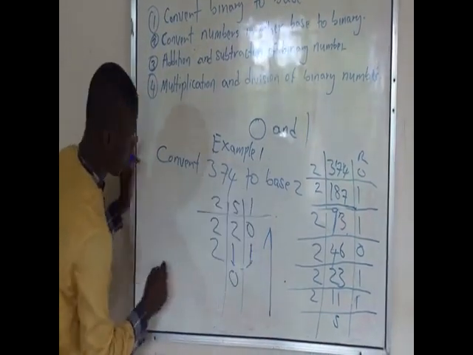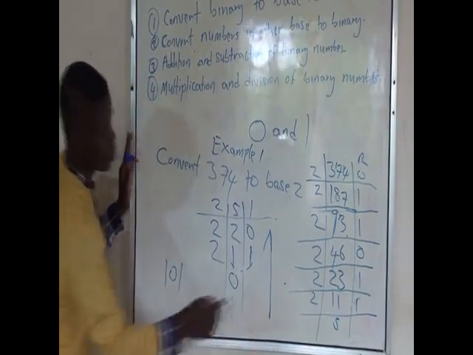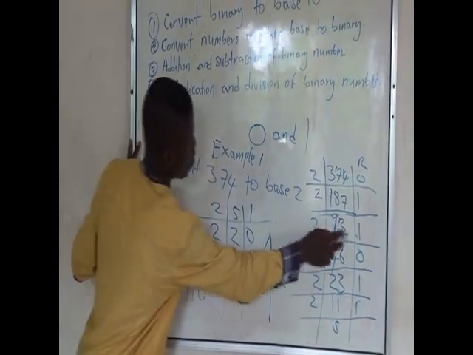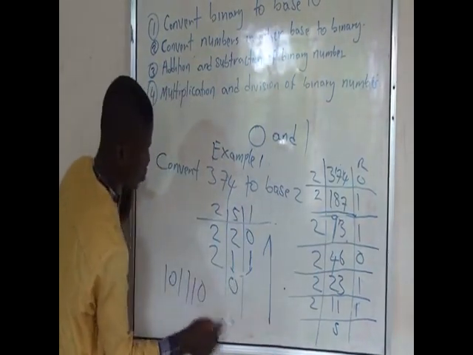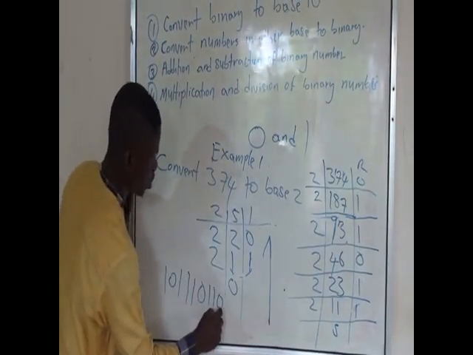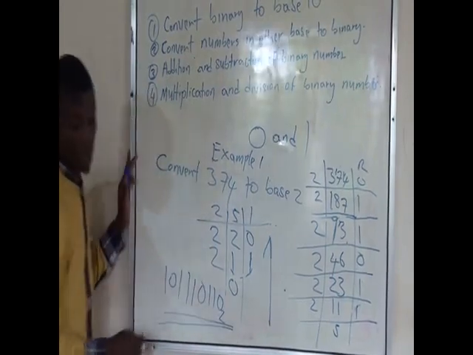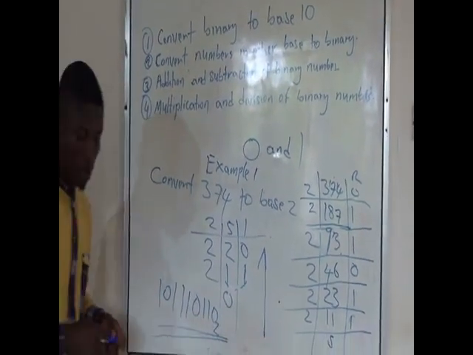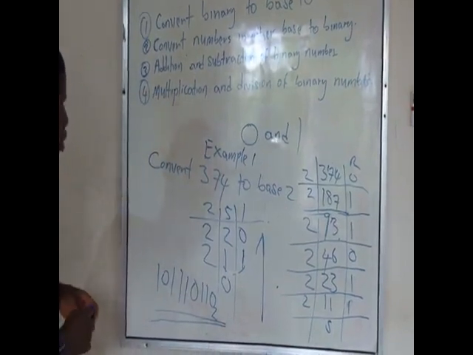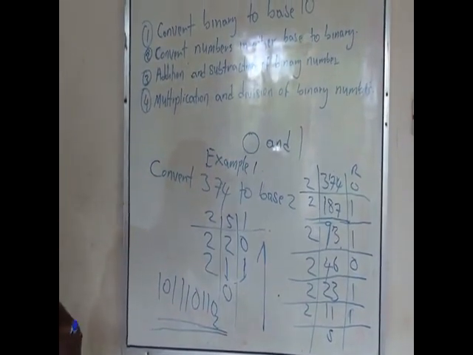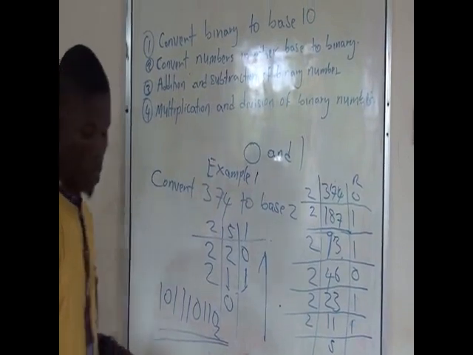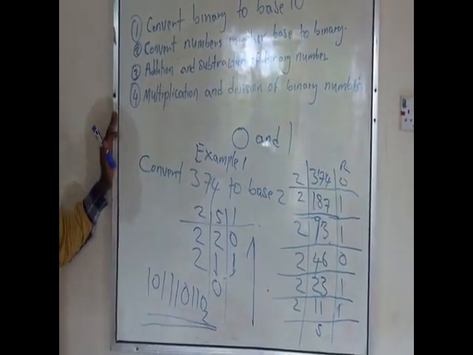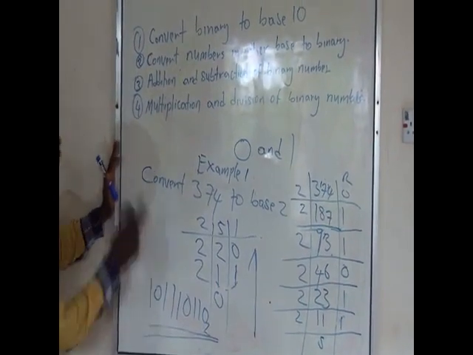1, 0, 1, 1, 1, 0, 1, 1, 0. Base 2. This is our answer. 101, 111, 0110. Okay? That's the answer. Example 2.